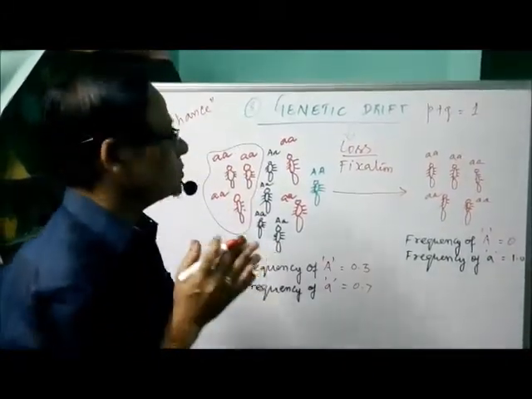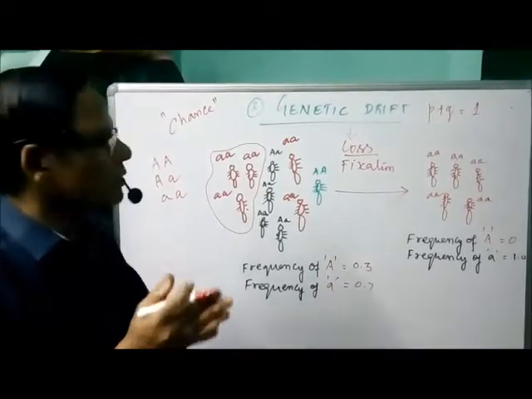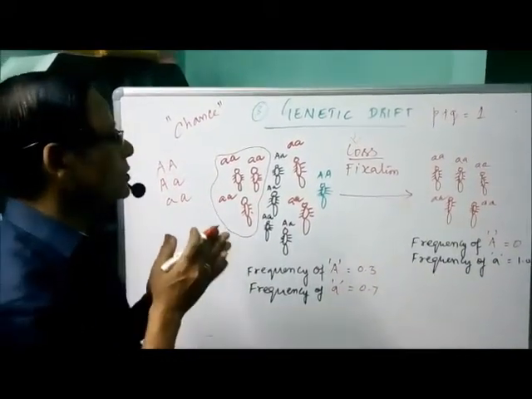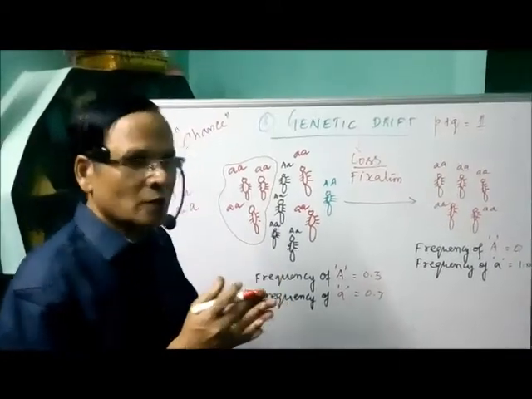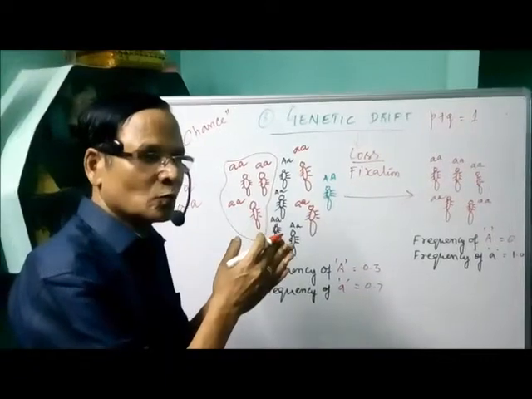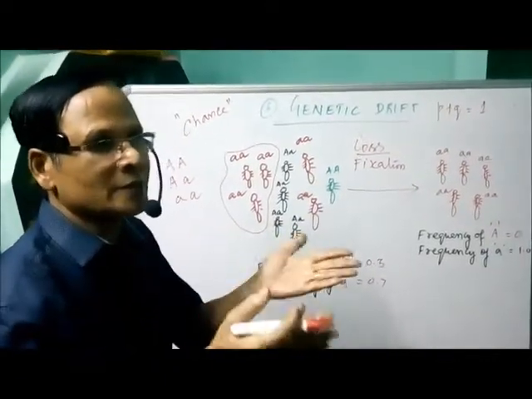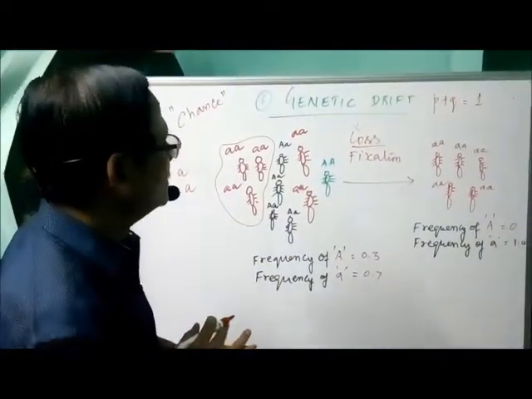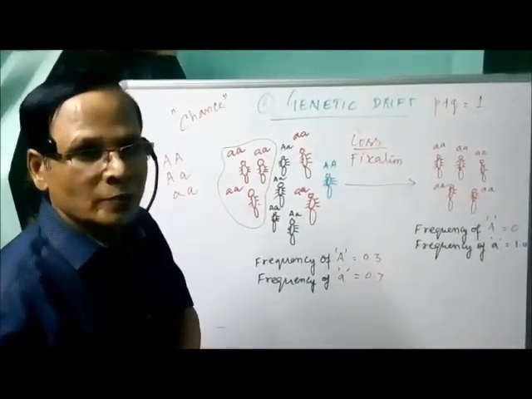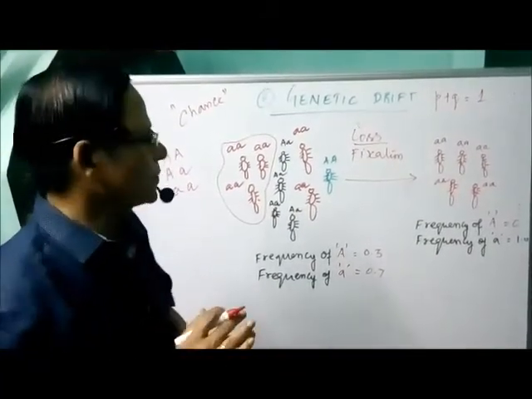If you want to know the frequency of P, we have to subtract 1 minus Q. If you want to get the frequency of Q, you have to subtract P from the total, either as a fraction of 1 or in the form of 100, a percentage. So P plus Q is equal to 1, that's regarding Hardy-Weinberg equilibrium.